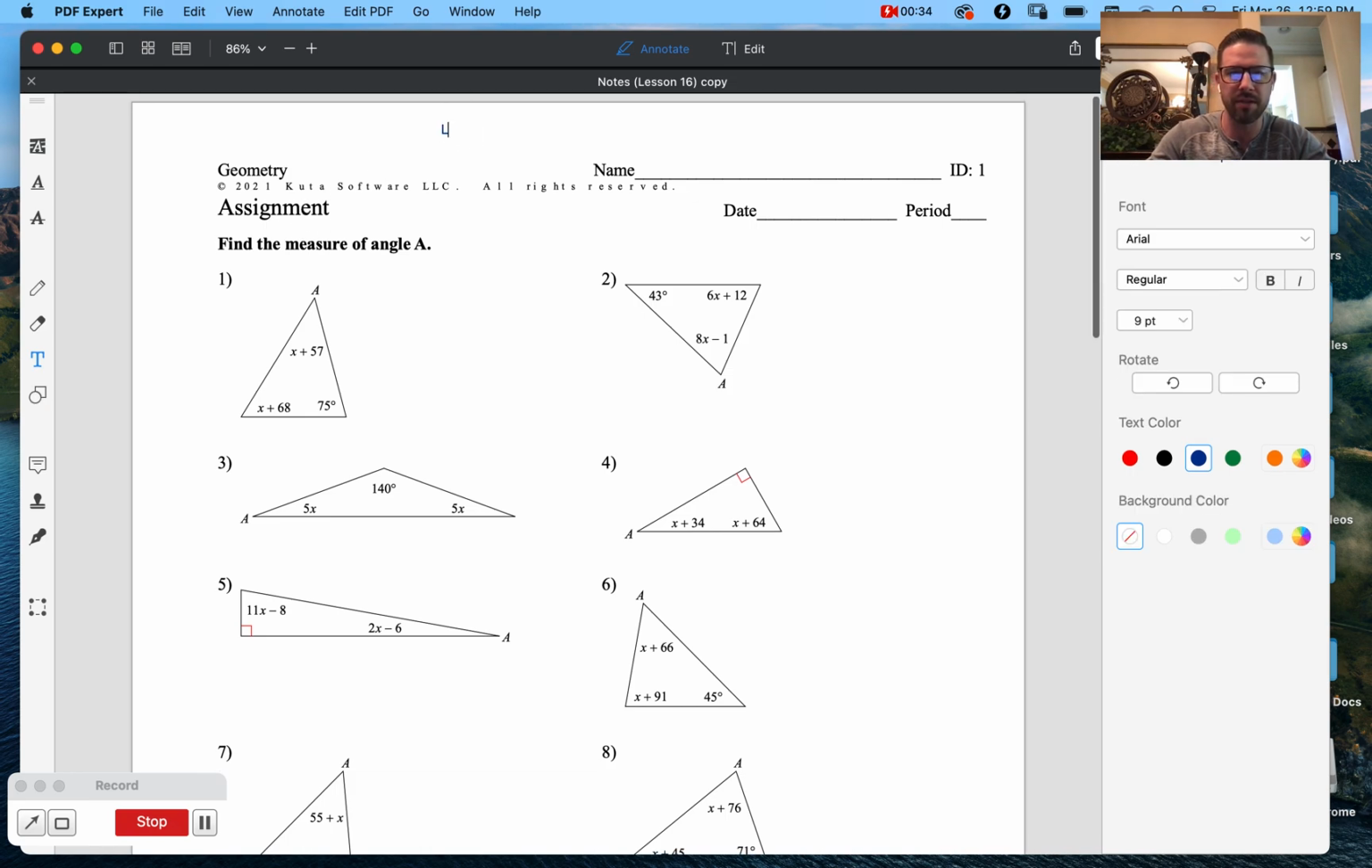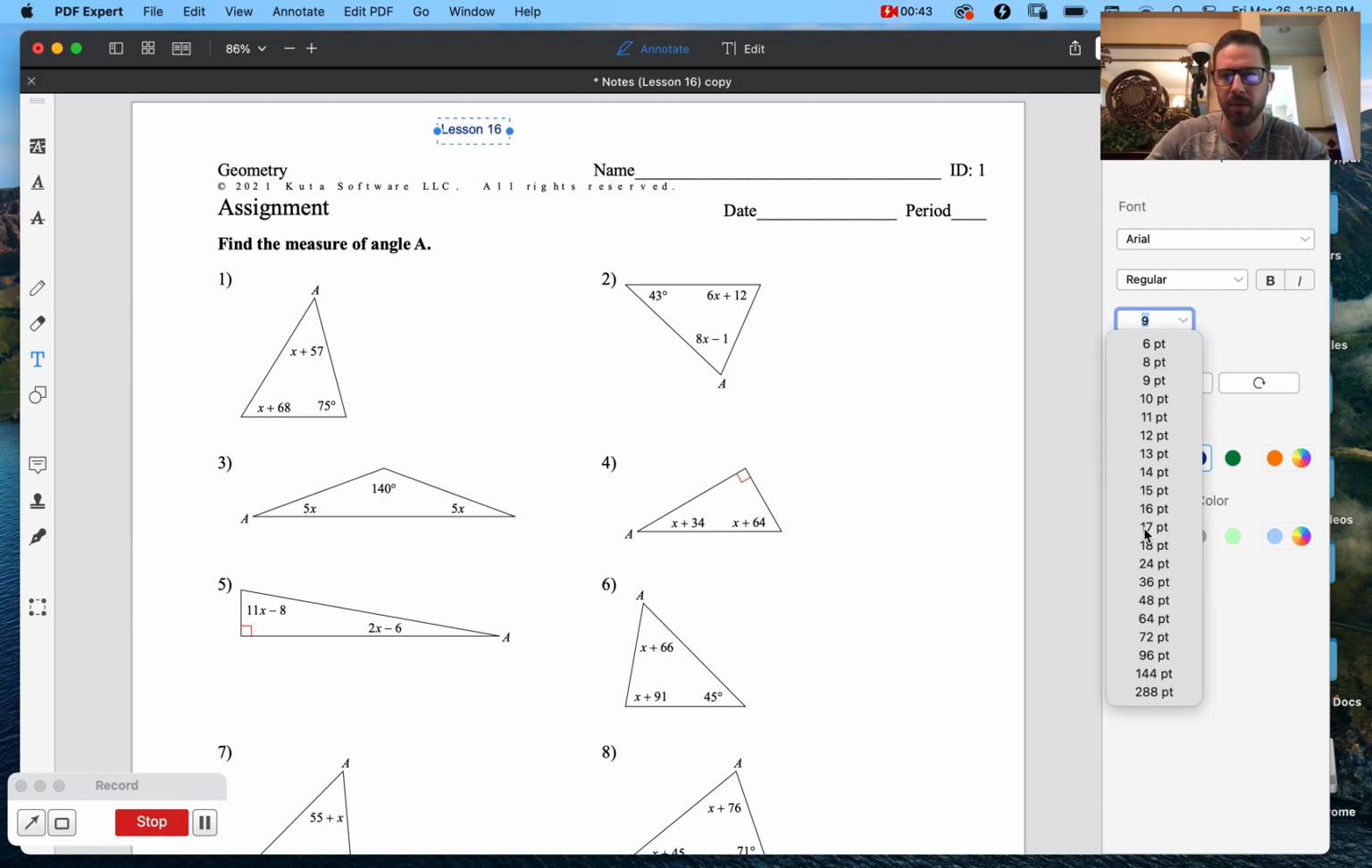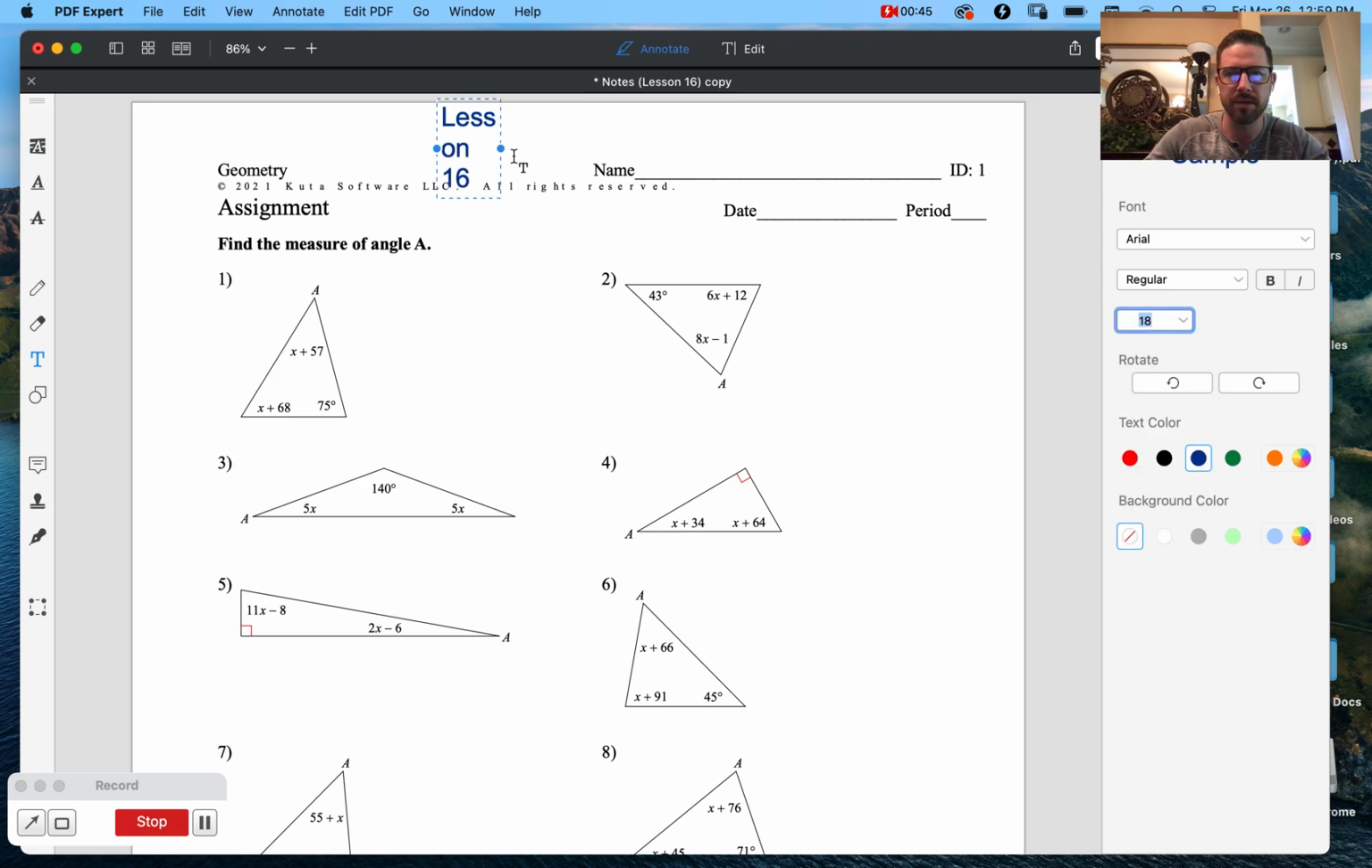I'm pretty sure this is lesson 16. Okay, I threw that at the top. I could make it a little bigger, I probably should, just so you can see it. Boom, okay, lesson 16. And this is really piggybacking off what we've been doing before, which is that all angles in a triangle add up to 180, right? We did that right before spring break, and we're going to jump into it right after spring break. It's really the same concept.